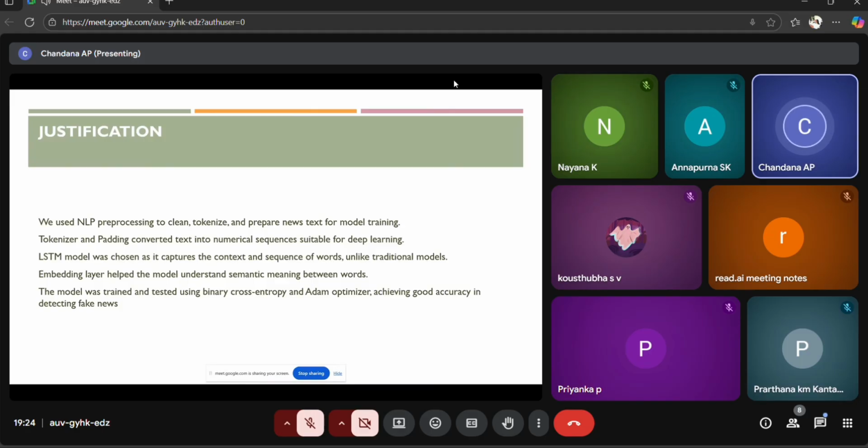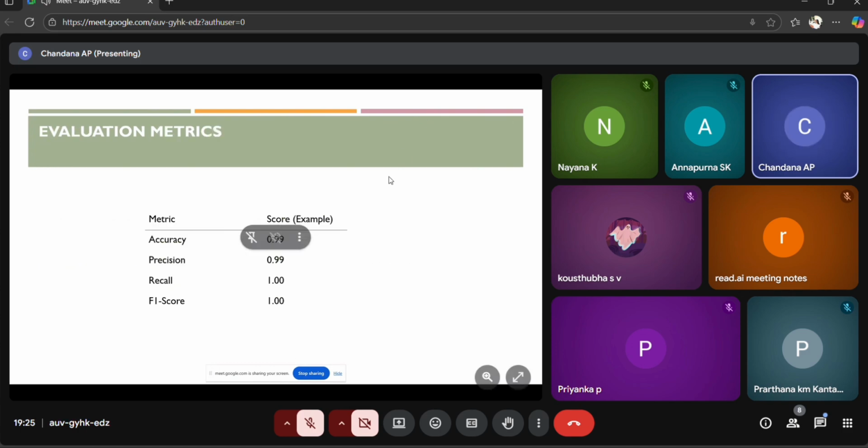Finally, we trained and tested the model using binary cross entropy and the Adam optimizer, achieving good accuracy and strong performance in detecting fake news. That's all for my part. Further will be continued by my teammates.